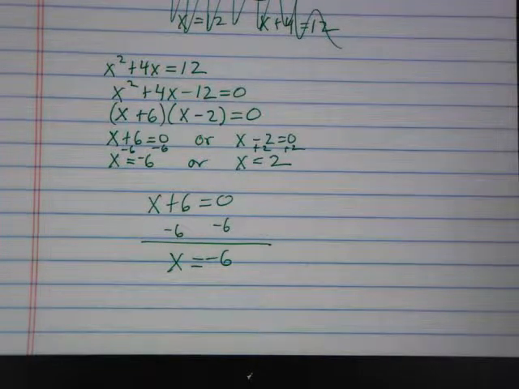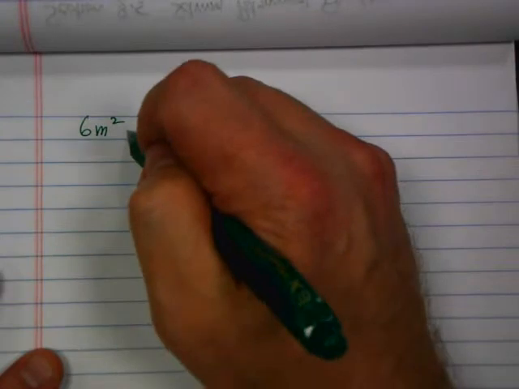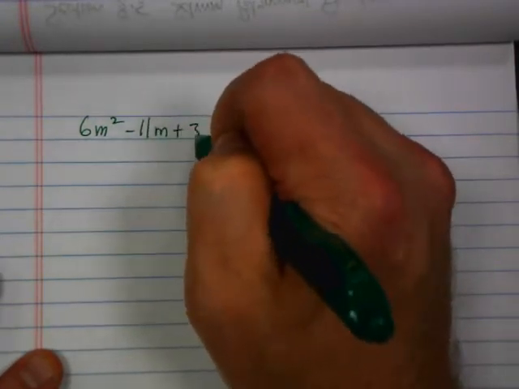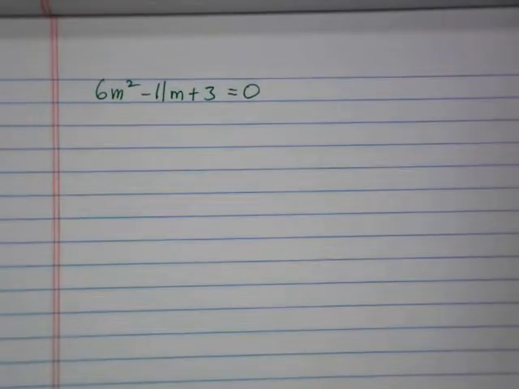Let me find some in the book here so I don't have to make up problems. How about 6m squared minus 11m plus 3 is 0. Well, step number 1, we get 0 on one side already. That's easy. That's already done. Step number 2 is factor. This is where it's hard.